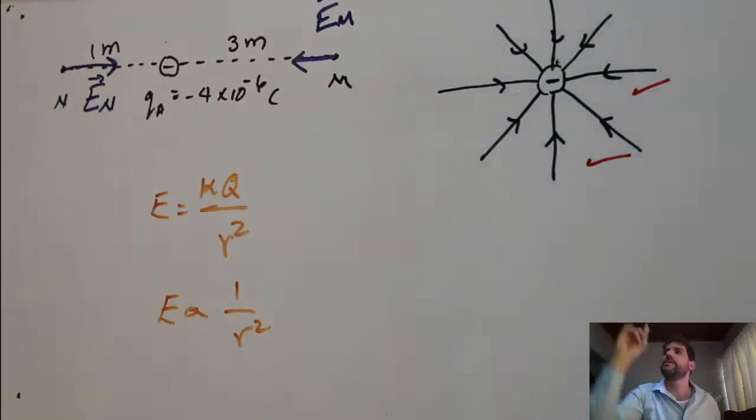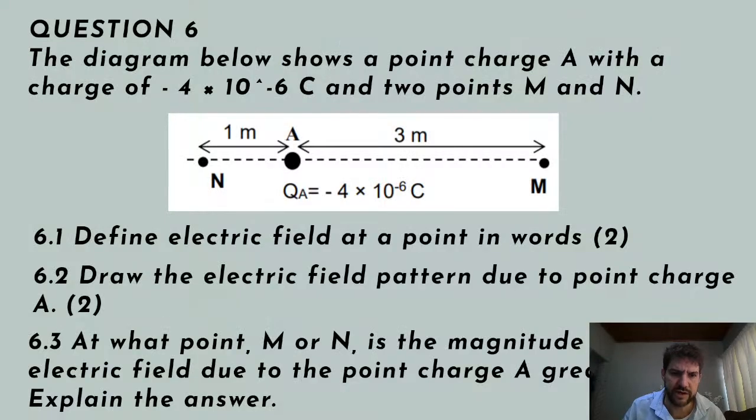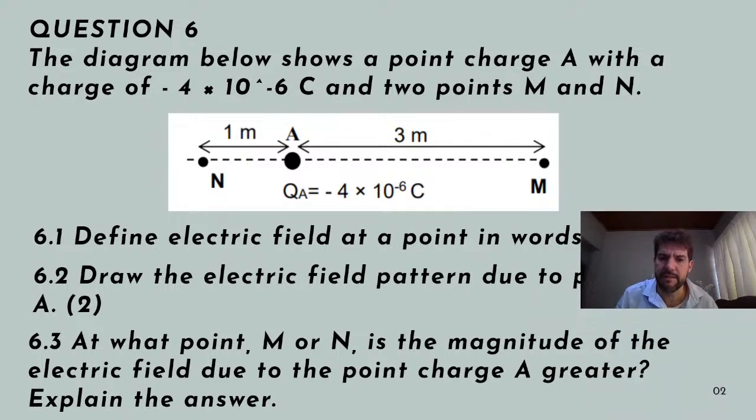There we go. Now the question says, at what point is the magnitude of the electric field due to the point charge A greater? So the answer is greater at N.